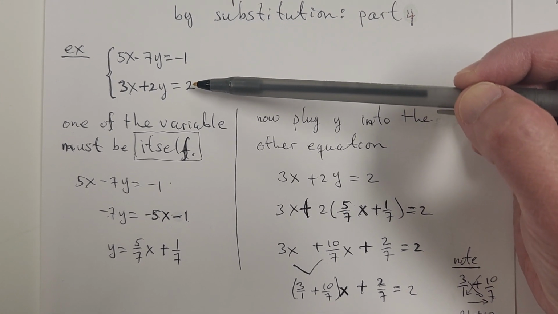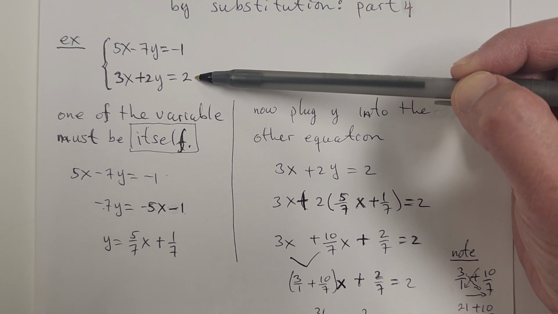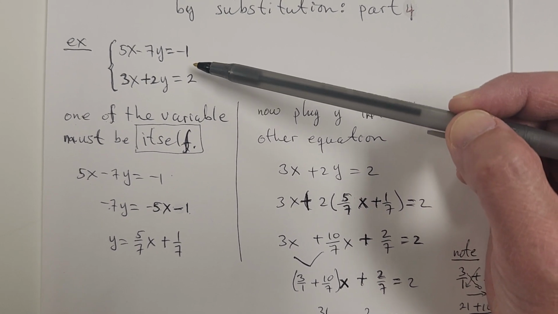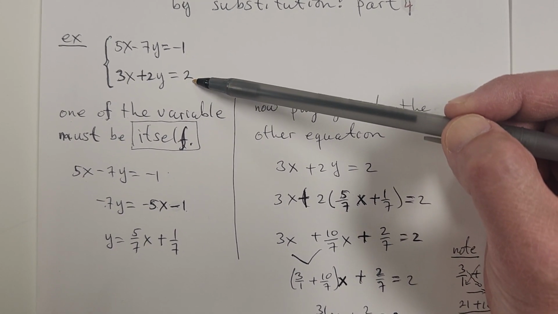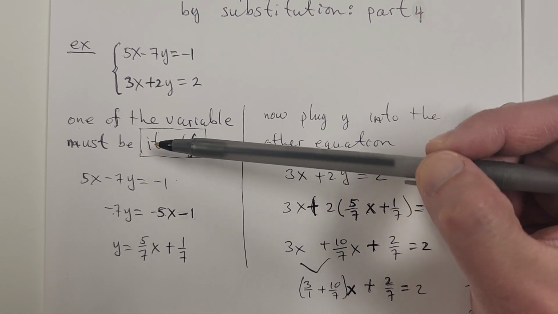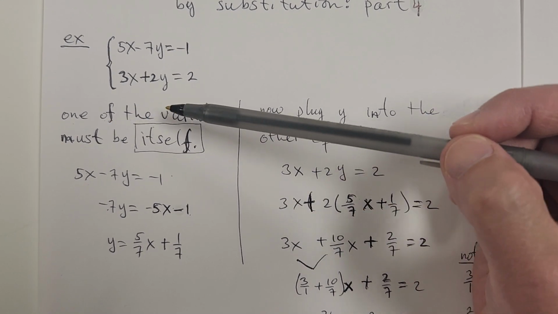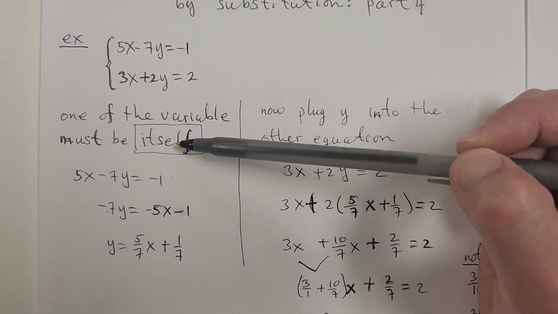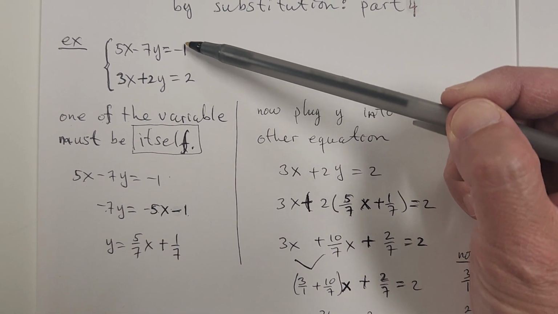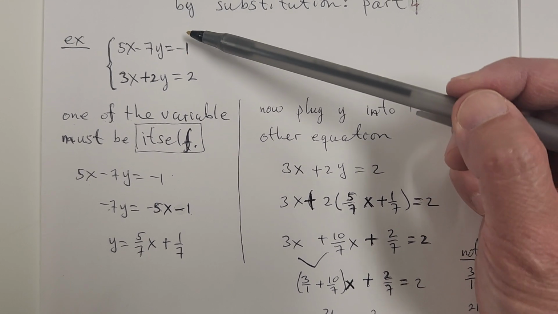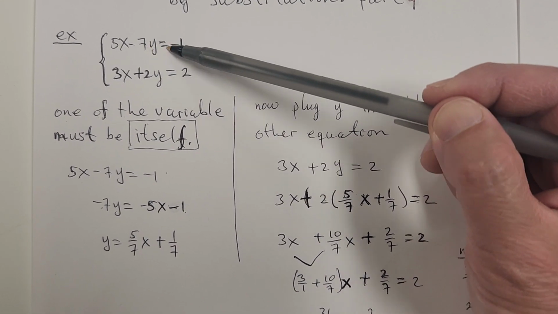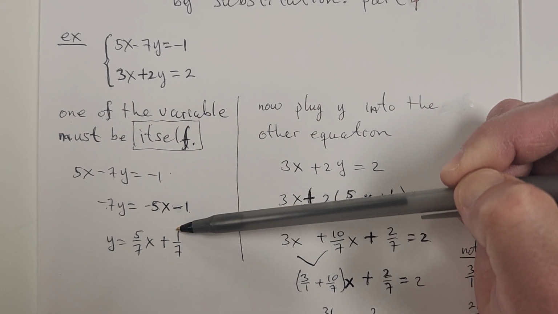So now we have to make one of them by itself. Just pick the first equation or the second equation. It doesn't matter, just pick one. One more time, we need one variable by itself. So in our example, we are going to select the first equation, so that y could be by itself.